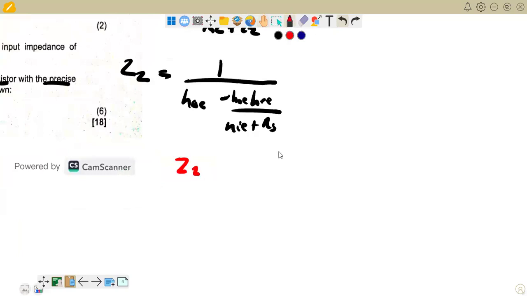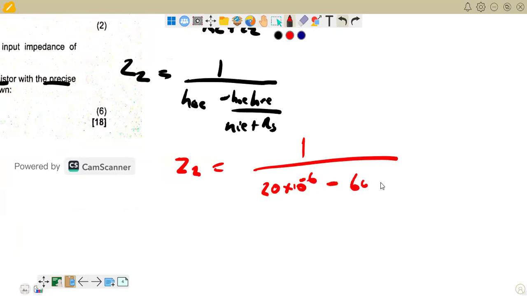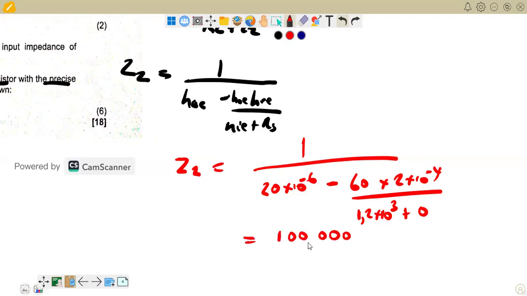So Z2 therefore shall be given by 1 over, apparently we've been given HOE there, that's 20 times 10 to the power of negative 6, minus HOE, that's 60, multiplied by HRE, that's 2 times 10 to the power of negative 4, divided by HIE, that's 1.2, which means it's 1.2 times 10 to the power of 3, plus 0. If we punch this on the calculator, it's going to give us 100,000. And that apparently is equal to 100 kilo ohm. That's our Z2.